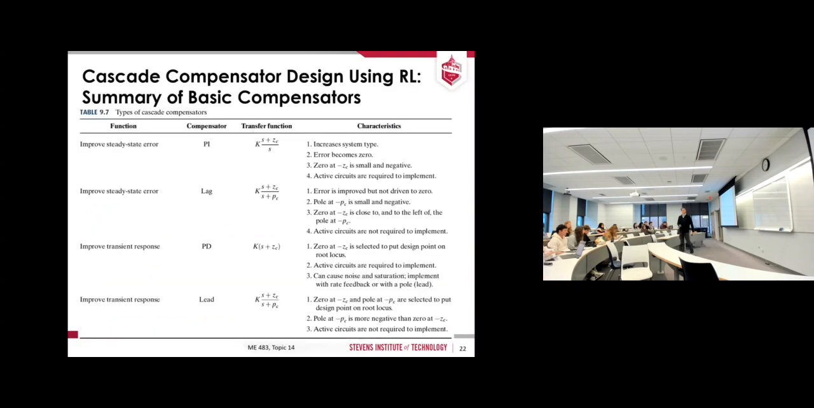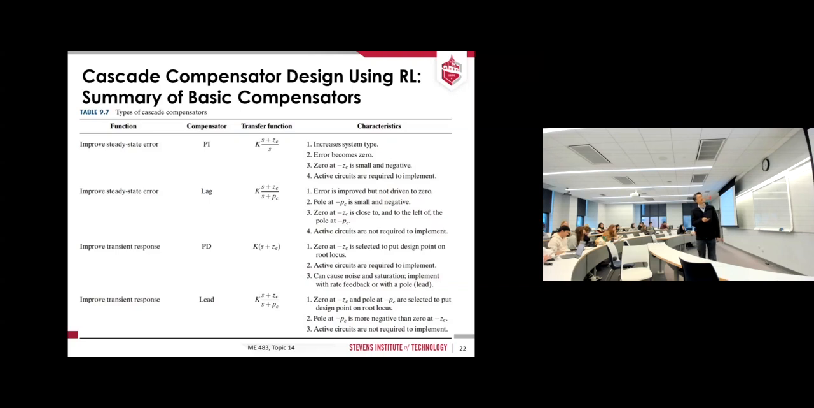Now let's put it all together in one table. PI controller improves the steady state error. That's your transfer function, the PI controller, which increases the system type. Error becomes 0, and the zero at negative ZC is small, and active circuits are required. Or you can use a phase lag controller, which improves, not eliminates, the steady state error.